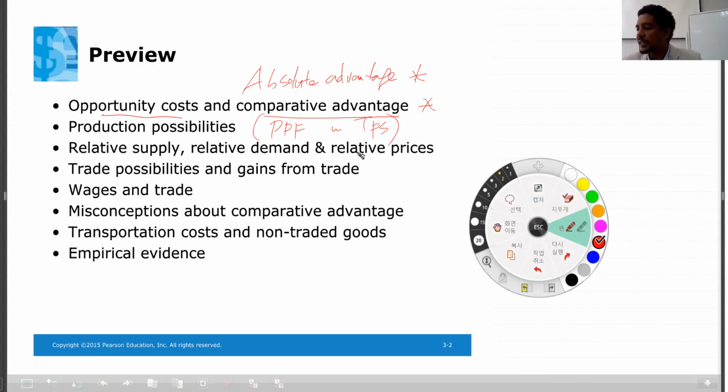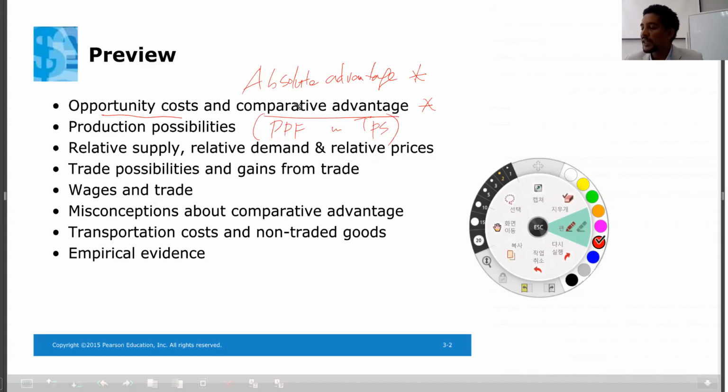And the third one is relative supply, relative demand, and relative prices. When we engage in international trade, we are comparing with other nations' products, right? So we have to consider the supply relative to other countries' supply, demand relative to other countries' demand, prices relative to other countries' prices. So that is relative supply, relative demand, and relative price issues. So we'll talk about them. Then trade possibilities and gains from trade.